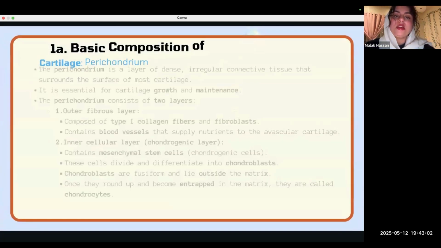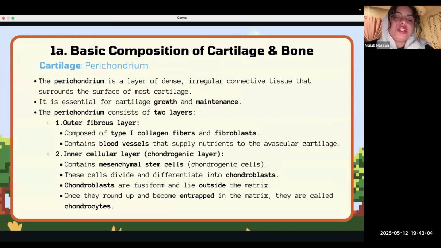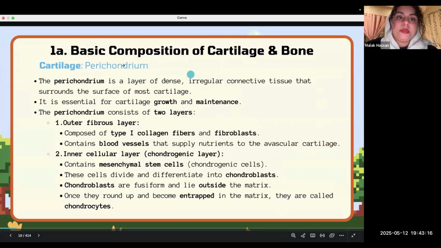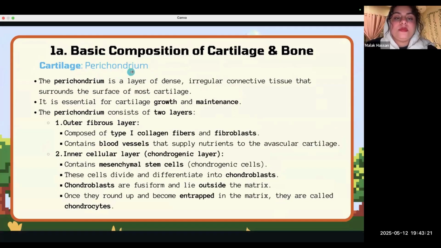Now, let's talk about the perichondrium. If you remember, I mentioned a little bit earlier that cartilage doesn't have its own blood supply, right? How does it get its nutrients? Well, the nutrients come from something called the perichondrium. Peri means around, something that is around something, okay? Chondrium, like we know, is cartilage. So the perichondrium is a layer of dense irregular connective tissue, and it surrounds the surface of most cartilage. It's really important for the growth of cartilage because it supplies it with nutrients.